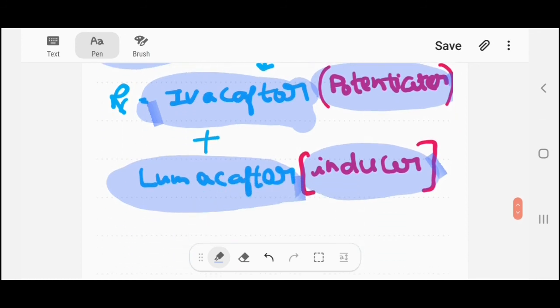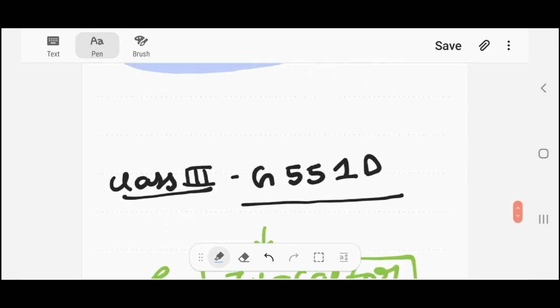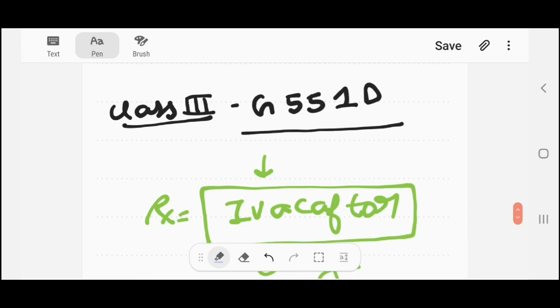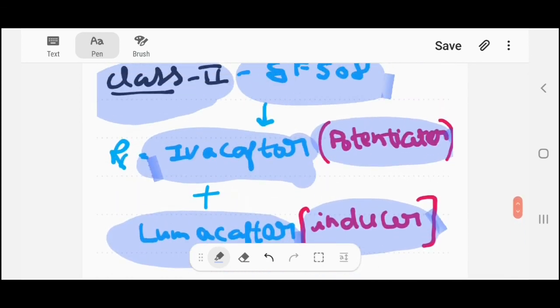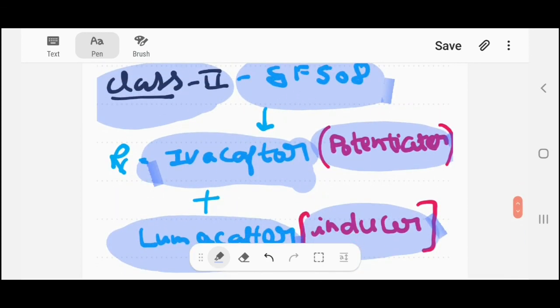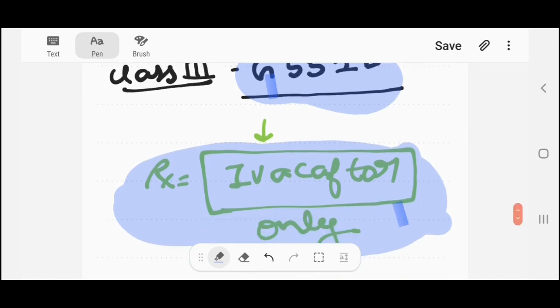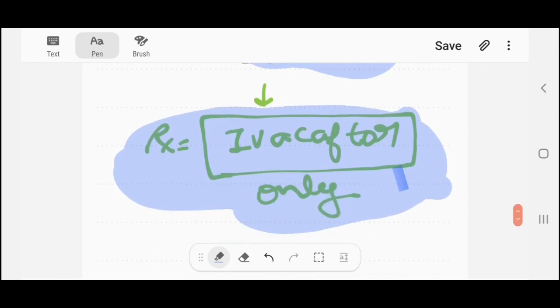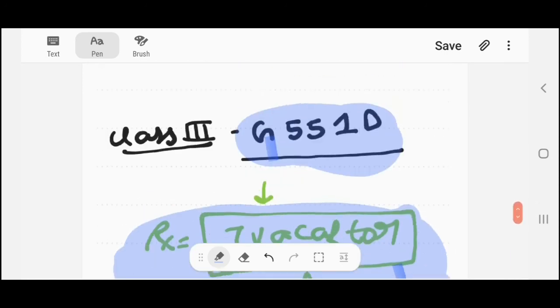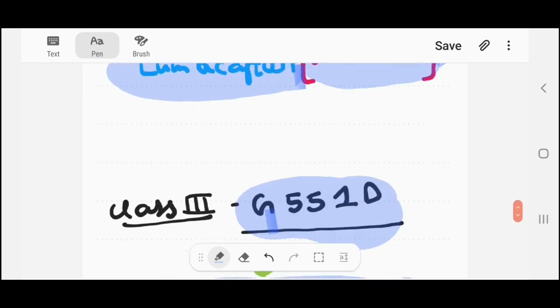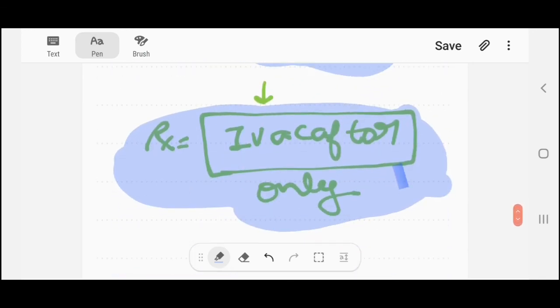Now coming to the next, class 3 mutation is the G551D mutation, and class 2 was delta F508. For class 2 we give 2 drugs. For the class 3 mutation, G551D, we give only one drug, ivacaftor. Here we give 2 drugs and here we give only 1 drug.